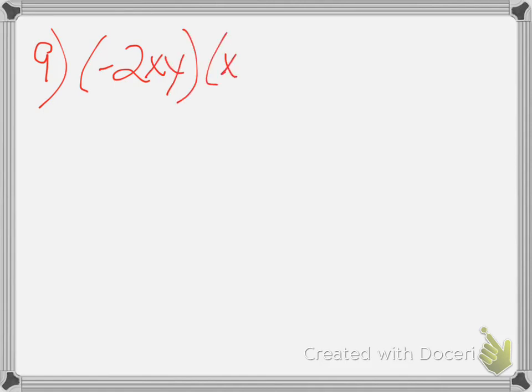Okay, so let's move on to number 9. And we have negative 2xy times xy, 3x squared y to the third. Okay, lots of things and lots of places. So once again, let's group everything together as it looks alike.